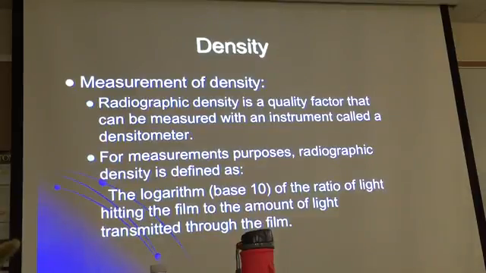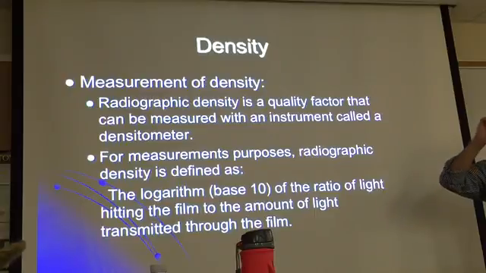Radiographic density is a quality factor that can be measured with an instrument called a densitometer. Next time I'll have a densitometer so you can see it. The densitometer is a very strong, tightly collimated light. It comes through a little hole, and then you put the film on top, and then you bring a flap on top of it.